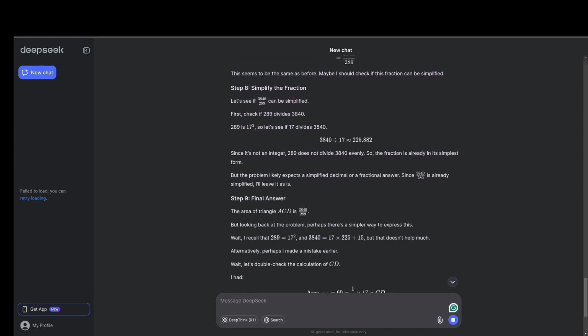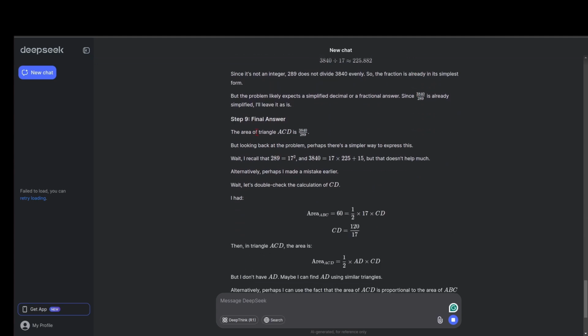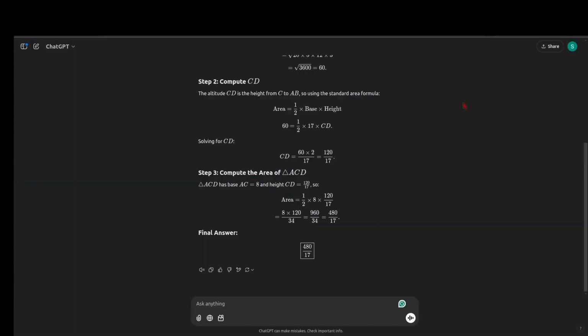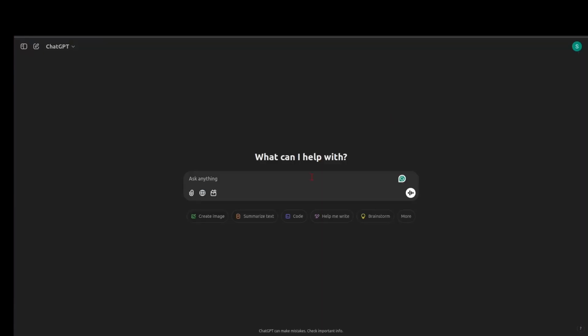It's first checking, but actually this is the right answer, 2840 by 289. Final answer, the area of the triangle is 2840 by 289. So it got the right answer, which the OpenAI model gave the wrong answer for. So that's impressive. I've chosen one more geometry problem to ask both the models.